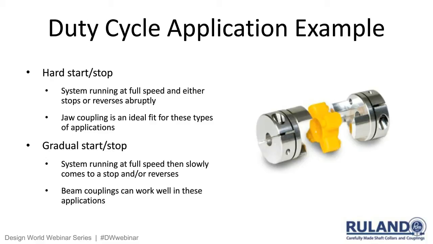And again, if you've got a gradual start-stop application, slowly coming to a stop or reversing, at that point a beam coupling might be fine, an Oldham coupling might be fine. And again, the aggressiveness of your move profile is definitely a factor in choosing whether you want to use a jaw coupling or something different.